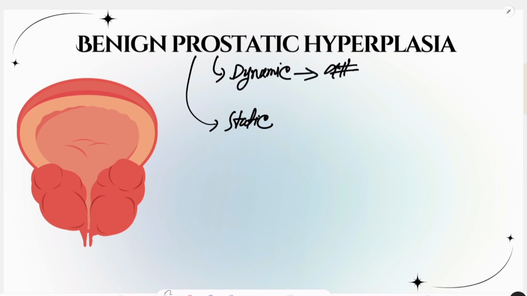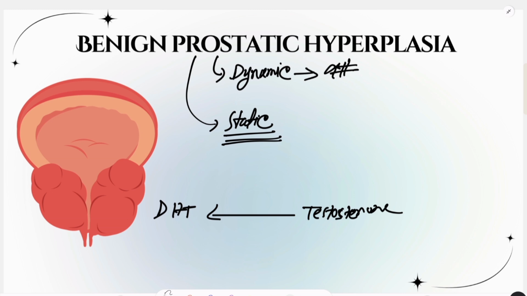But by using an alpha blocker, we are providing temporary symptom relief. We are not treating the growth of the prostate. And the growth of the prostate is the static component. We know a hormone in males, that is testosterone. And this testosterone is converted into dihydrotestosterone by an enzyme called 5-alpha reductase. And this dihydrotestosterone stimulates the prostate, and the prostate becomes enlarged or the growth continues.